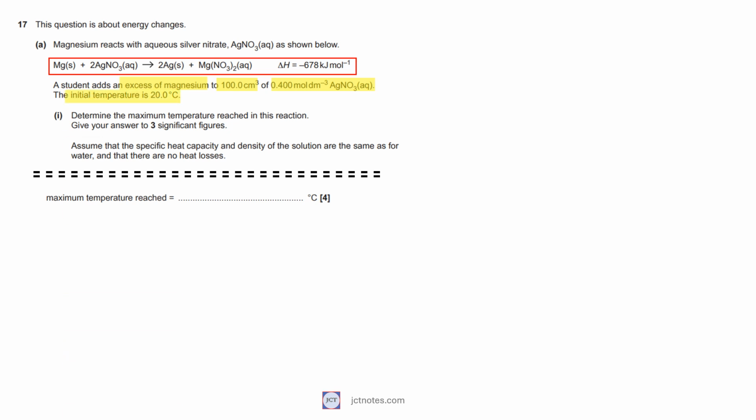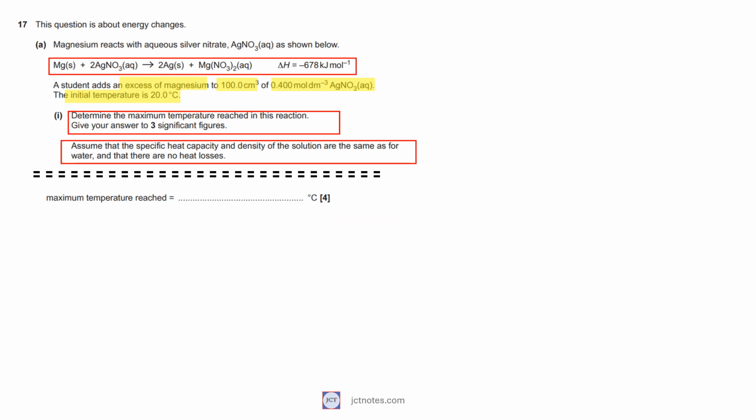In the first question, we are asked to determine the maximum temperature reached in this reaction, giving the answer to 3 significant figures. We assume that the specific heat capacity and density of the solution are the same as for water, and that there are no heat losses. As we have excess of magnesium, the limiting reactant is silver nitrate. As the enthalpy given is in kilojoules per mole, we need to calculate the number of moles of the limiting reactant. We can get it by multiplying the concentration by the volume used, making all the necessary unit changes required. I get 0.04 mole of silver nitrate.